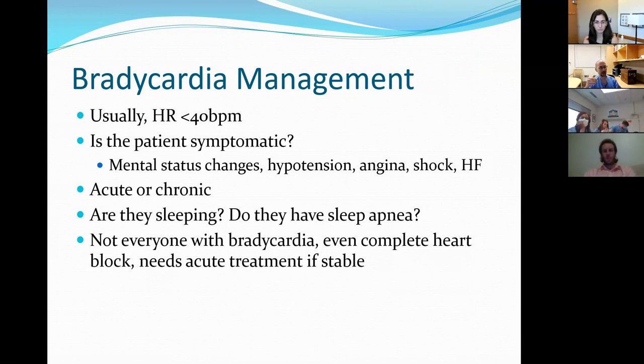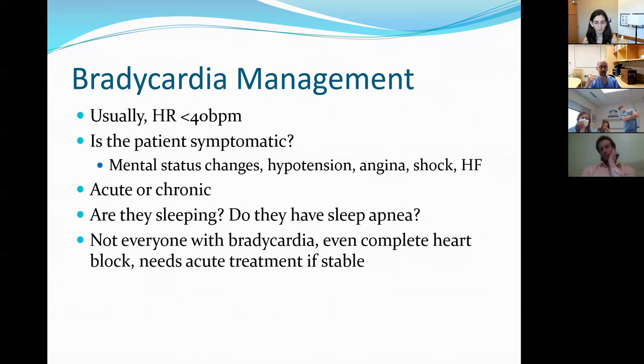And just like everything else, the question is: is the patient symptomatic? Are they having mental status changes, hypotension, angina, shock, heart failure? Are they dizzy? Are they just feeling bad? And is it acute or is it chronic? I saw a woman in clinic the other day who's a triathlete, and her resting heart rate is 41 beats a minute. We're not concerned about her. It's a physiologic bradycardia. But is it someone who had a heart rate of 80 and now all of a sudden has gone abruptly to 40? Now you're going to be more worried about someone like that.